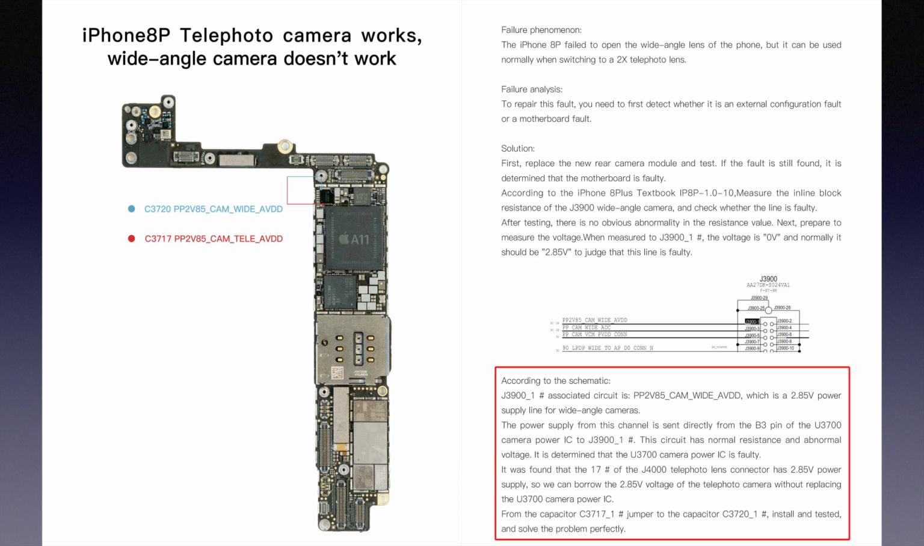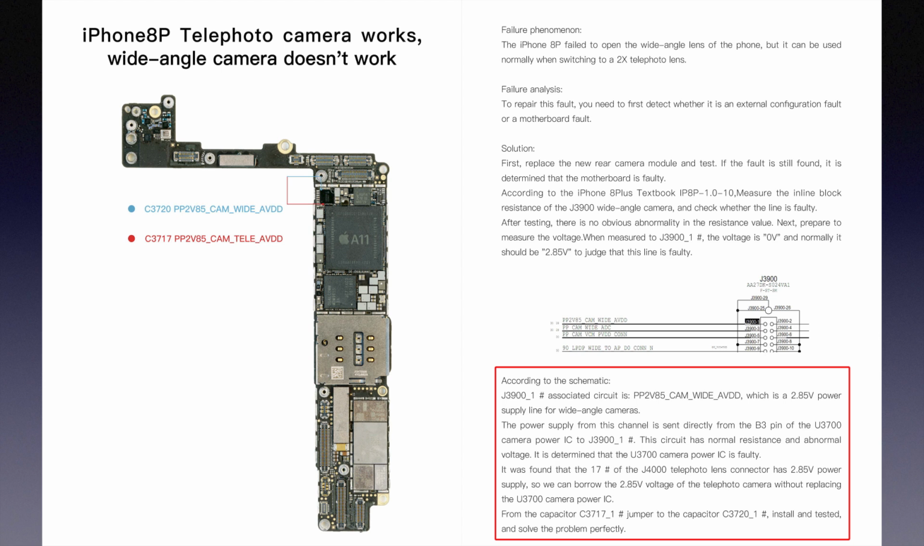According to the drawing, pin 1 of J3900 associated circuit is PP2V85 CAM WIDE AVDD, which is a 2.85 volt power supply line for the wide-angle camera. The power supply from this channel is sent directly from the B3 pin of the U3700 camera power IC to pin 1 of J3900. This circuit has normal resistance and abnormal voltage. It is determined that the U3700 camera power IC is faulty.